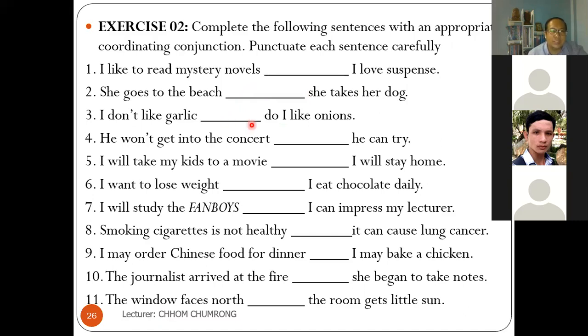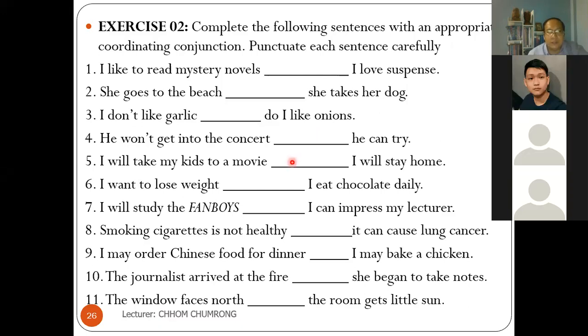Do I like onion? But do I like? No. Okay, I don't like garlic, nor do I like onion. How about number four? He won't get into the concert. So. But. How about number five? I will take my kid to a movie.